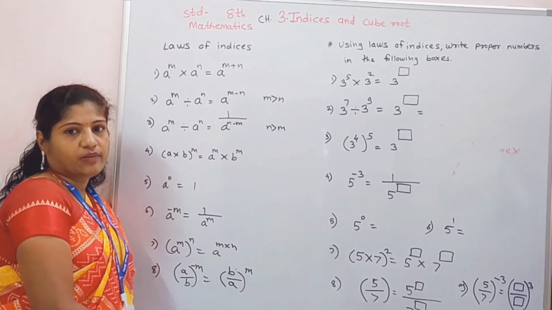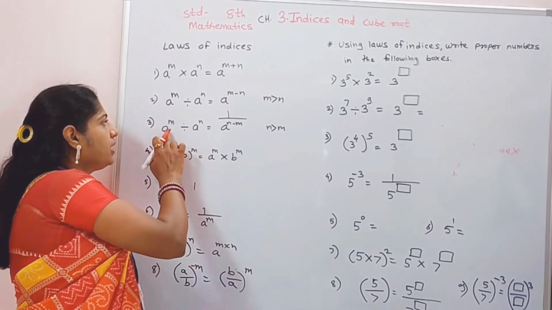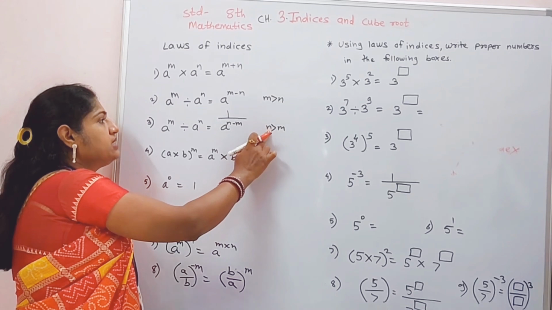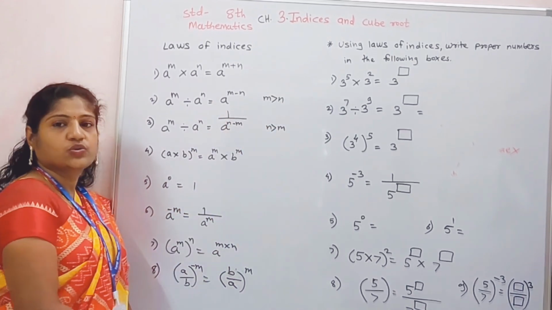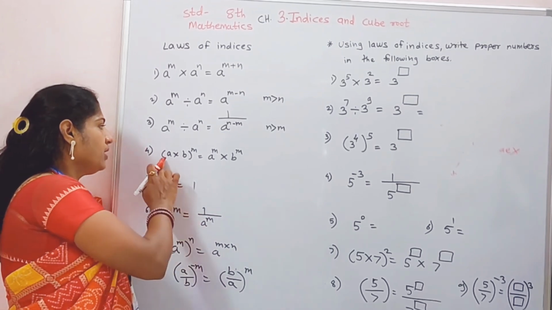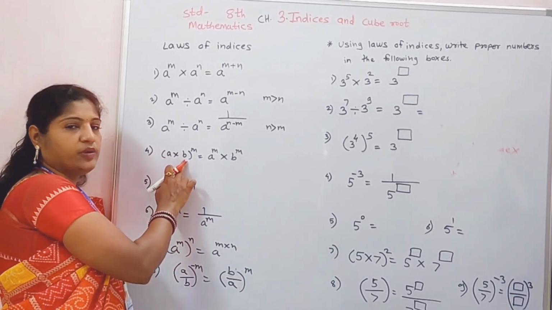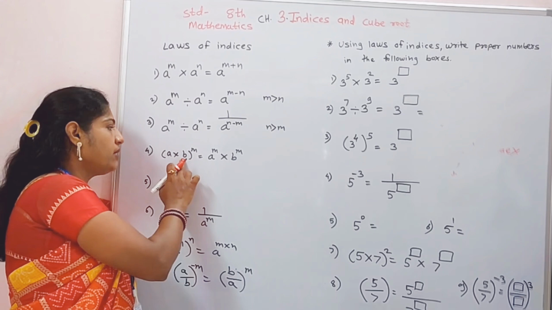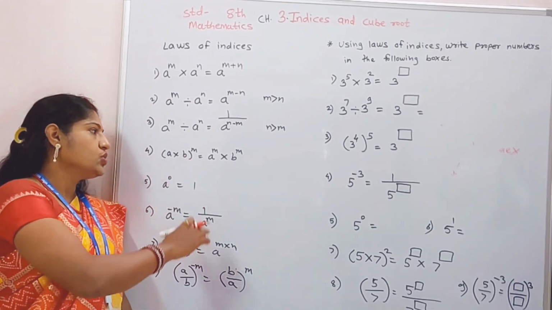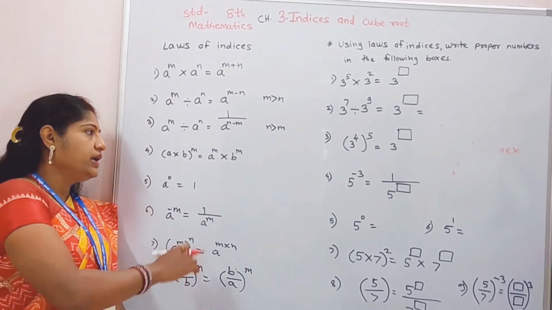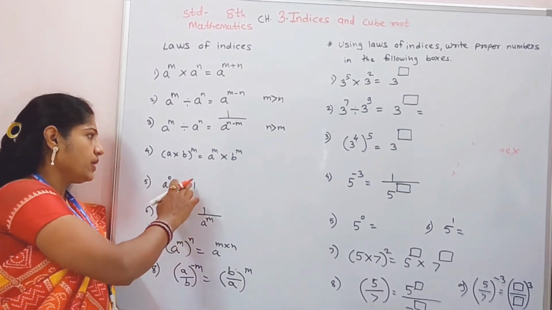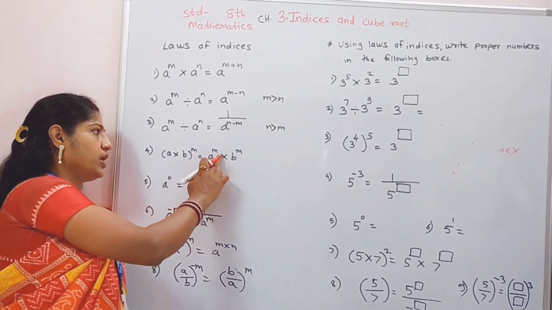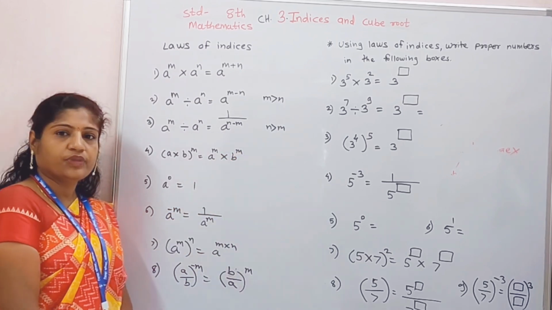M is the greater number. When n is the greater number, then we write 1 upon a raised to n minus m. Fourth rule is a into b raised to m. A and b are different numbers, so we write the index form a raised to m into b raised to m.